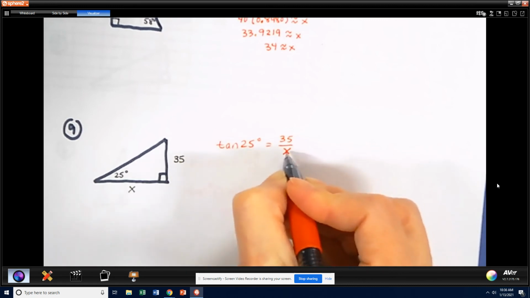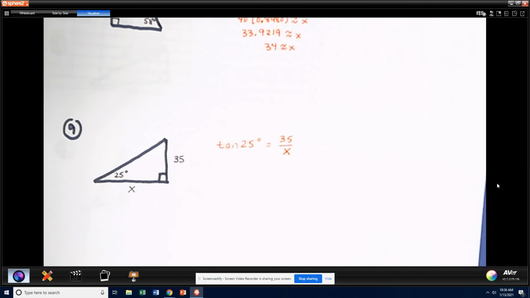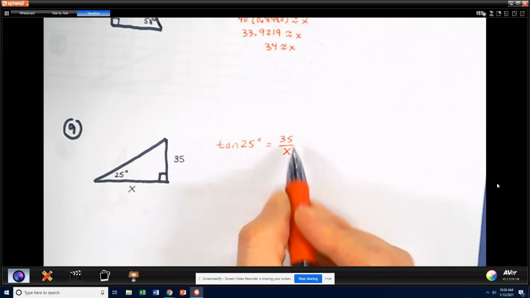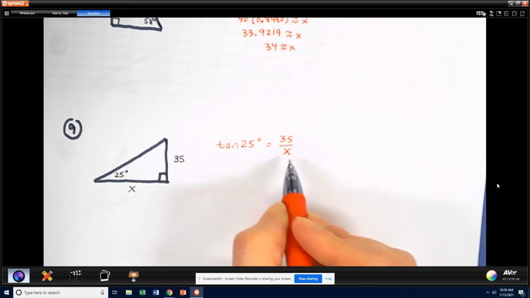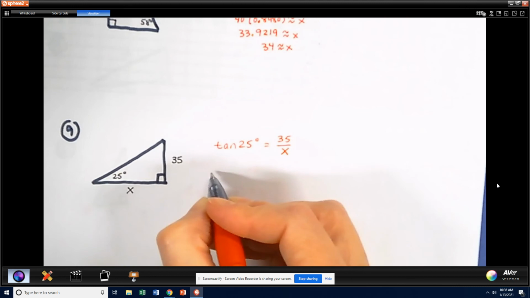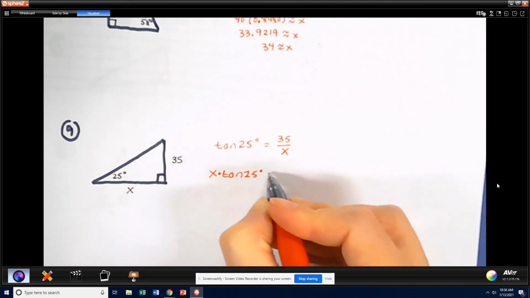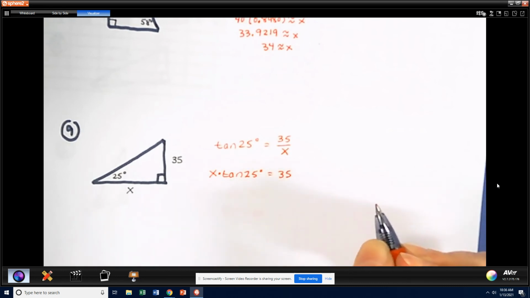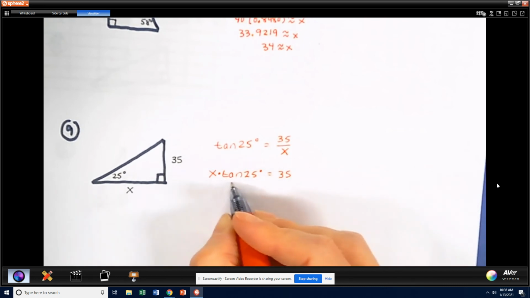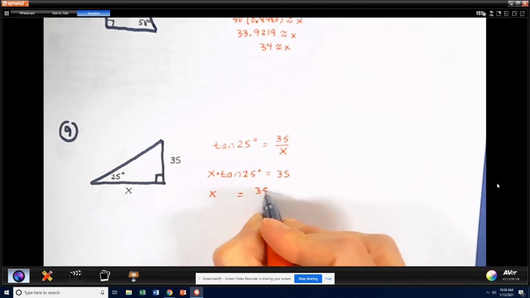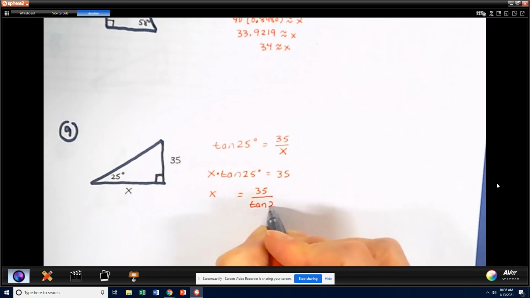It's always a little bit harder when your variable is in the denominator. I recommend you do this in 2 steps. We want to clear the denominator of that fraction. We want to clear that fraction by multiplying by the denominator. I don't like the x on the bottom. I'm going to multiply both sides by x. That means that x times tangent of 25 is equal to 35. And then I want the x alone, so I'm going to divide both sides by tangent of 25. So I'm going to get that x is going to equal 35 divided by tangent 25 degrees.